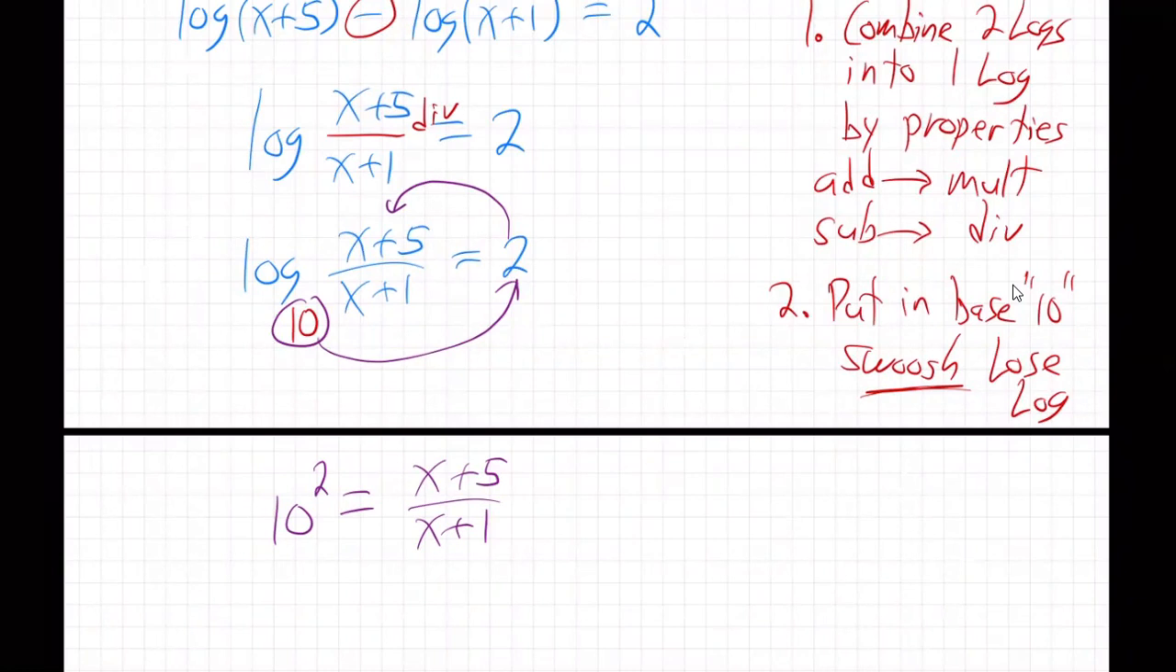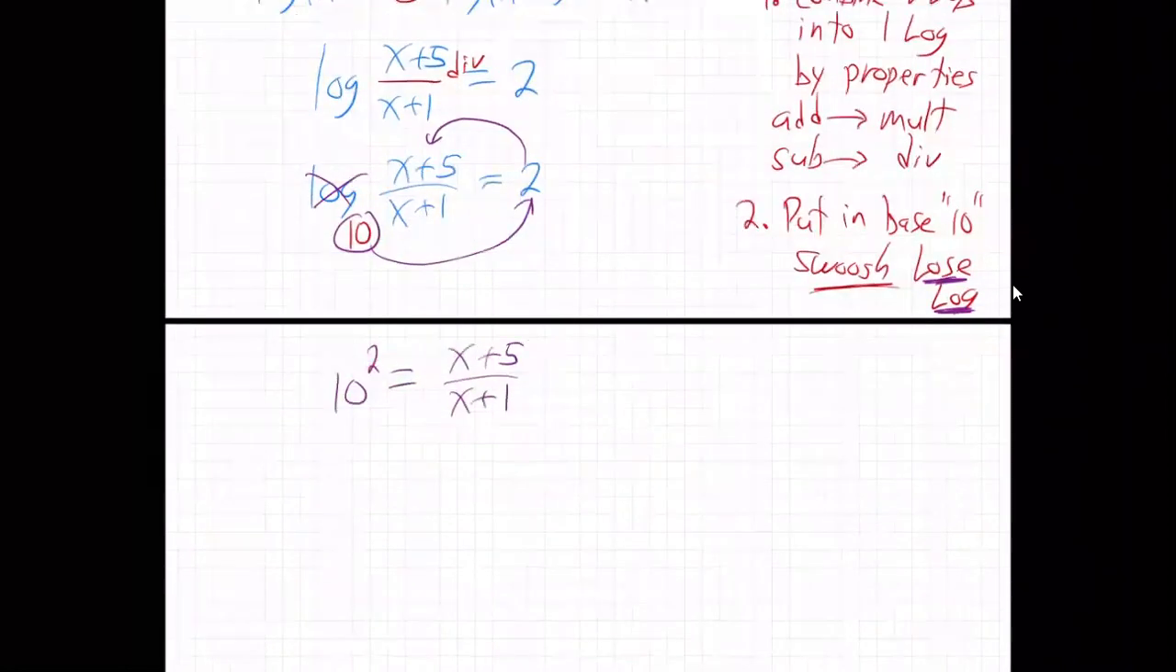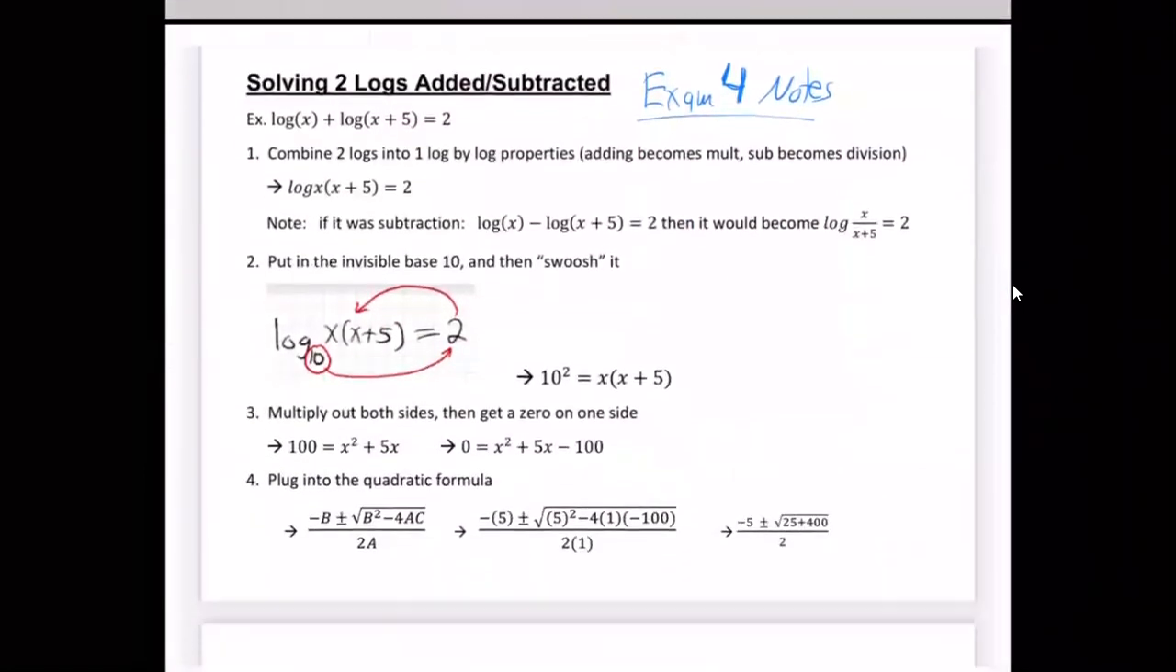That step makes sense? And I lost the log word, didn't I? You lose the log. When you do that step, you lose the log. So you put in the base 10, and you swish. 10 to the 2 equals x plus 5 over x plus 1. Like that. Okay. And so then what do you do? So what's next? Let's keep going.